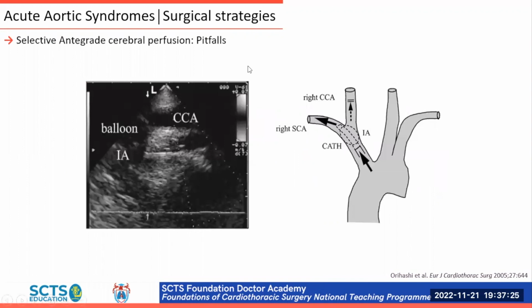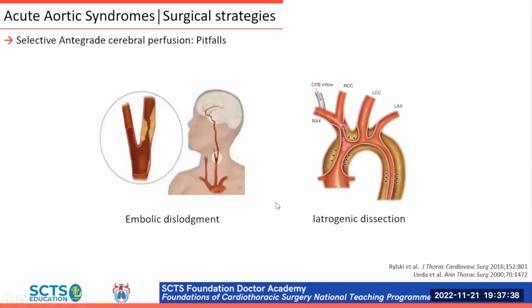Also, antegrade cerebral perfusion can present some major problems. If you push the cannula too high, the risk is that you're going to push the cannula into the right subclavian artery, perfusing the arm instead of the brain. And also, if you have an old patient highly suspicious for atherosclerotic disease in the carotid artery, you can create embolic dislodgement. Or sometimes, if the pressure of the perfusion is too high, you can create an iatrogenic dissection.